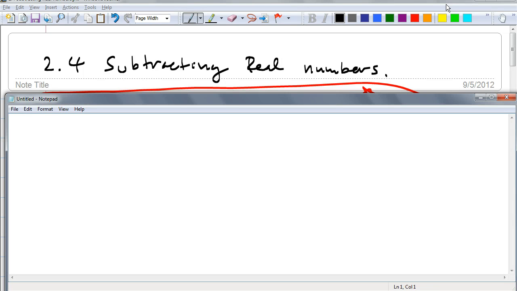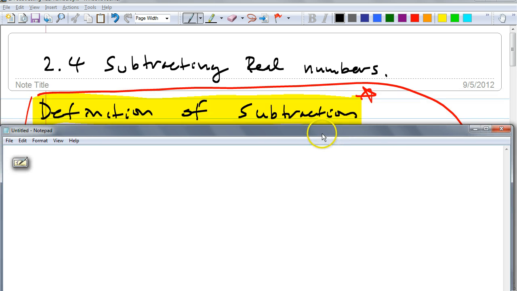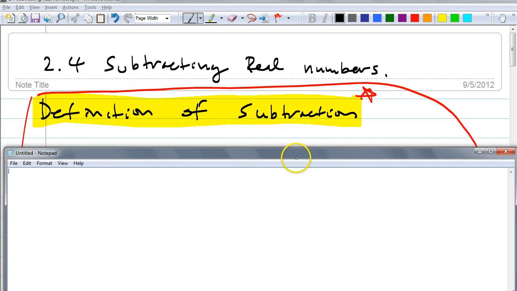Today we're going to talk about subtracting real numbers. Before I begin, I want you to know this is the main thing that we're going to learn today. Subtraction really means adding the... That's exactly right. So that's the definition of subtraction. Okay, so definition of subtraction. You know how we talked about just now?